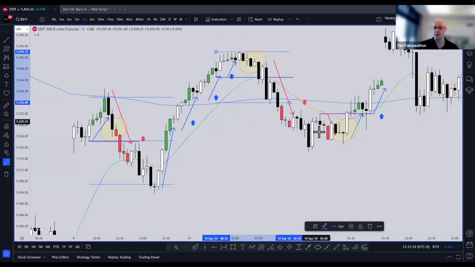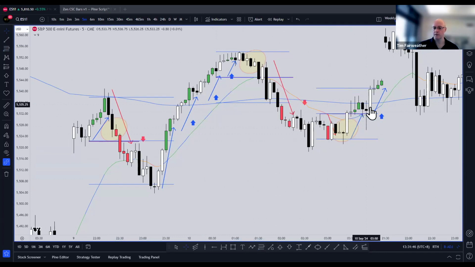This bear spike got a second leg. This bear spike did not. Oops, we went up, broke above, measured move up. This got a second leg. This got a second leg.